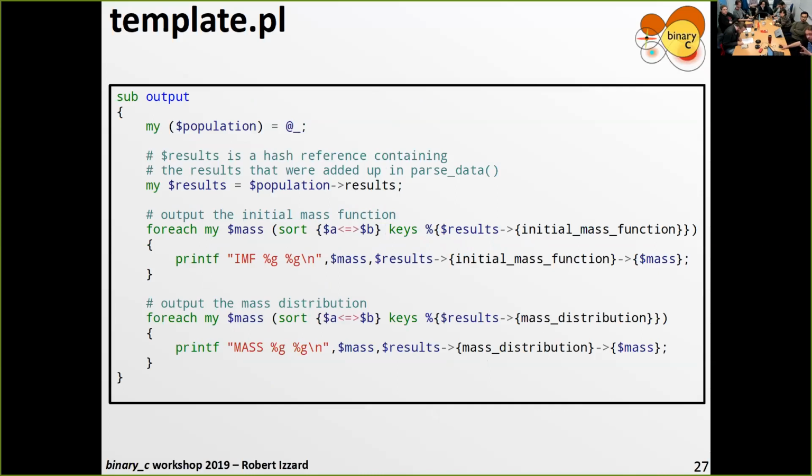That's just the default. Of course, you can change the sort function to do whatever you like. Sort backwards. You could even not have a sort function, just output random numbers. But most plotting tools like it to be ordered, so it makes it easier. And then I have a print statement here, which just outputs the IMF with the mass as the first term, and the second term is just whatever we added up in the code. Very similar for the output mass distribution. Again, we sort through them, and we just output the list.